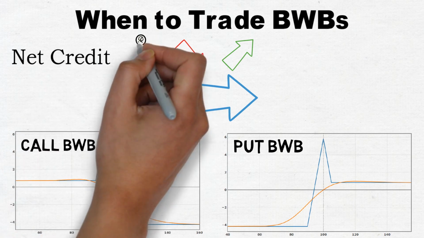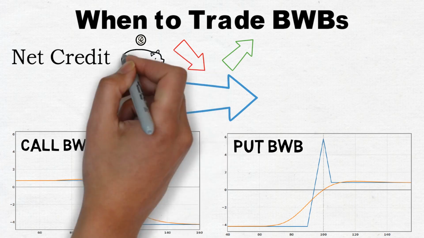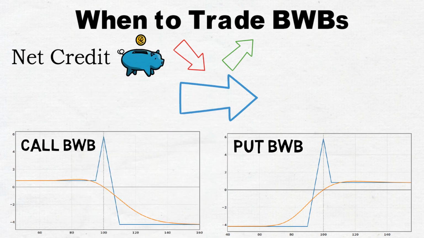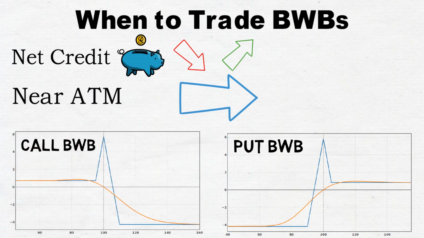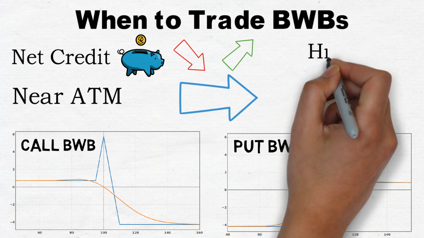Furthermore, you should always open broken wing butterflies for a net credit. If you open a broken wing butterfly for a net debit, both sides become losing sides. This dramatically decreases your probability of profit. Otherwise, I recommend mainly trading broken wing butterflies near the underlying trading price. I do not recommend trading broken wing butterflies deep in or out of the money.